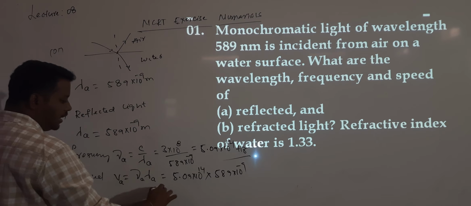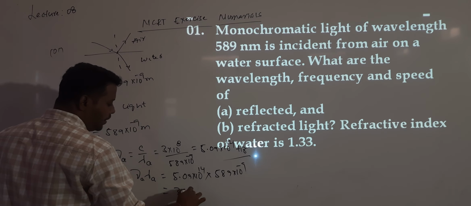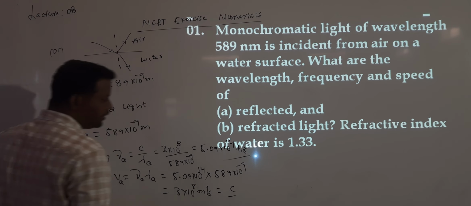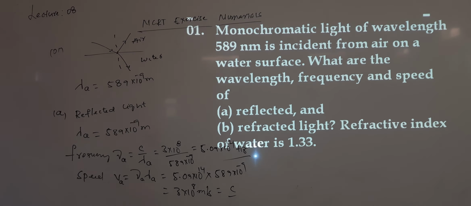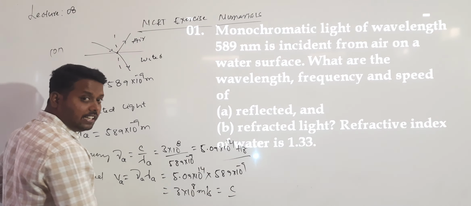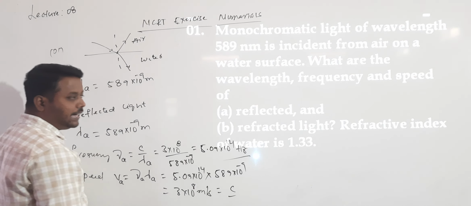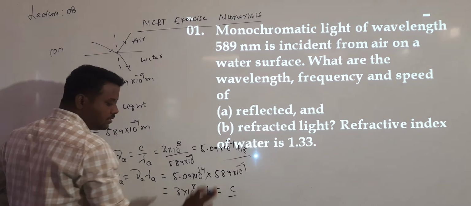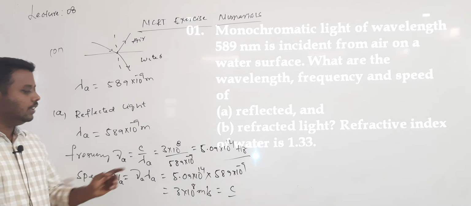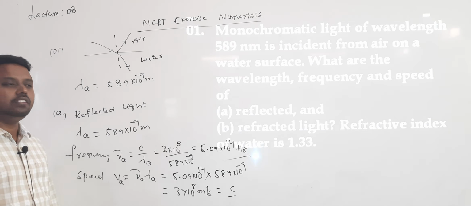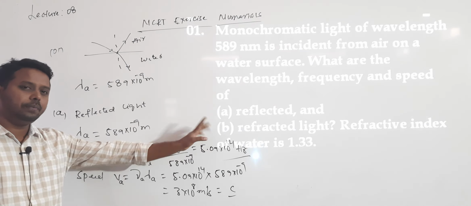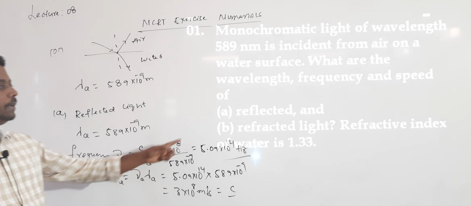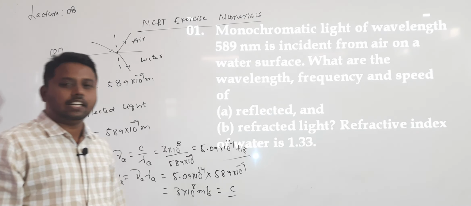After simplification you will get 3 into 10 power 8 meters per second, which is nothing but the velocity of light. Light travels with velocity c, which is 3 into 10 power 8 meters per second in air. So this answer will be equal to c. This part is completed, for the reflected light.